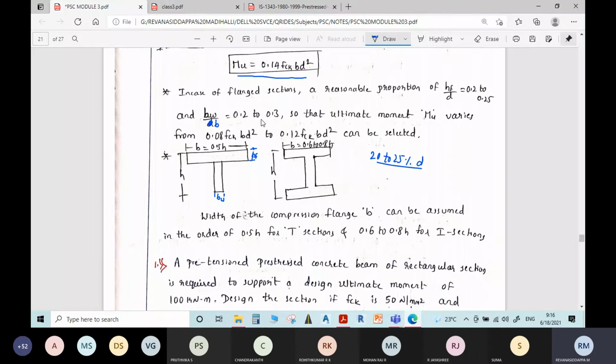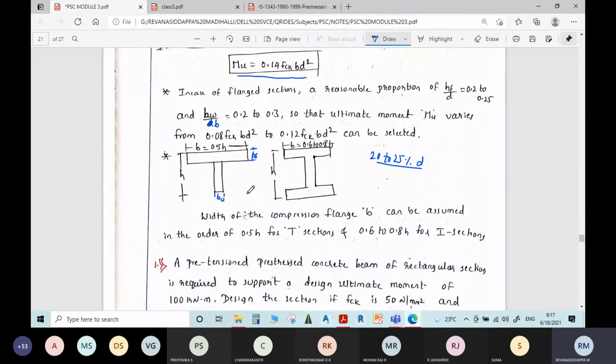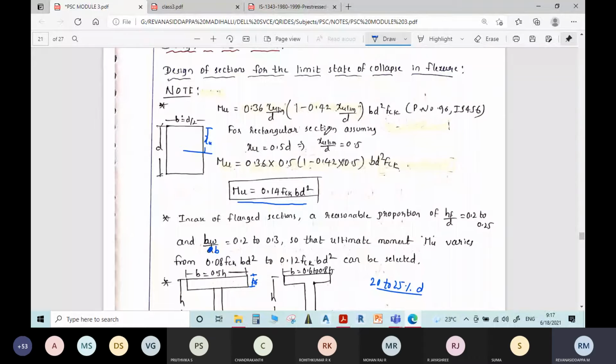If we choose these dimensions, hf by d is equal to 0.2 to 0.25 and bw by b is equal to 0.2 to 0.3. Again, for the flanged section, on page number 96 of the IS 456-2000 code book, the moment formula for a flanged section is given. In that formula, if you substitute these conditions, like Xu by d is equal to 0.5, you get this final formula.